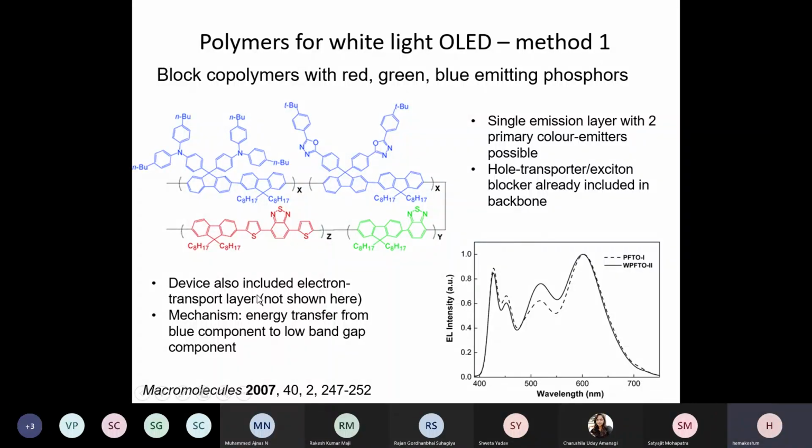The device had the electron transport layer. The hole transport layer is already present, so there is an energy transfer that uses the blue light to modulate the red and greens, and this is the emission. So it has the red, green, and blue light, which are emitted at different ratios, so effectively making white light when taken together.